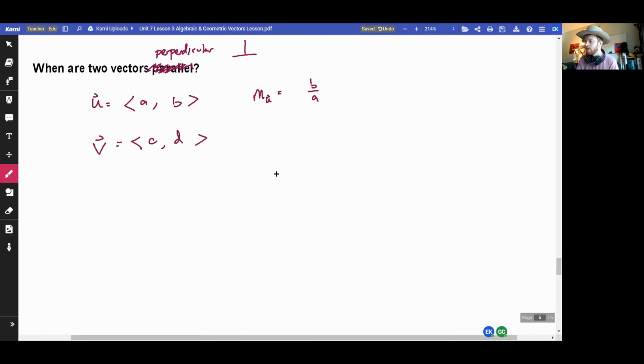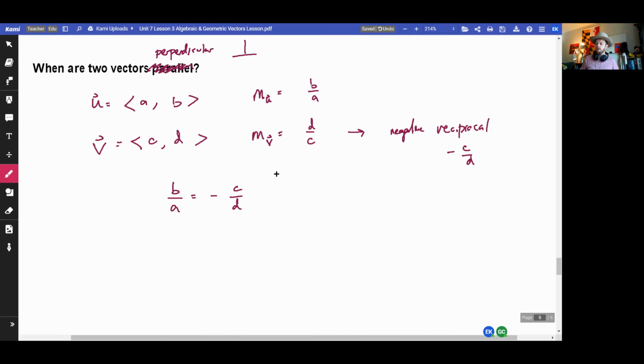B over A. What is the slope of vector V? D over C. D over C, okay. And what is true about these two slopes? Can you give me an equation? That B over A must equal negative C over D in order for those two vectors to be perpendicular. Right? Because negative C over D, negative reciprocal, would be negative C over D. So these two things must be equal.